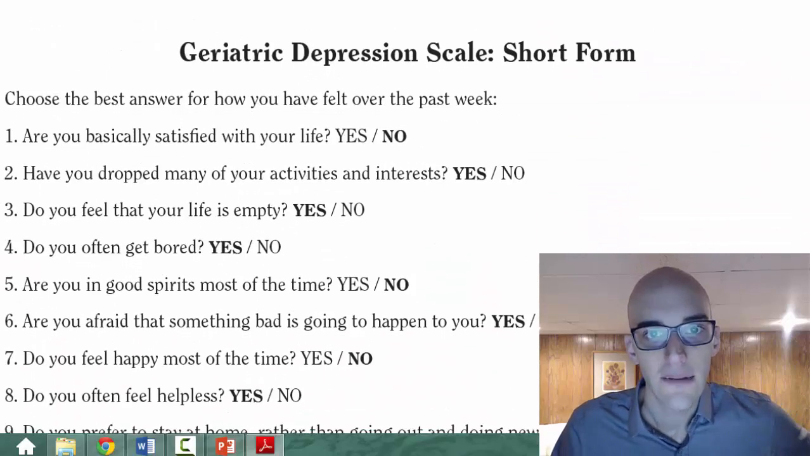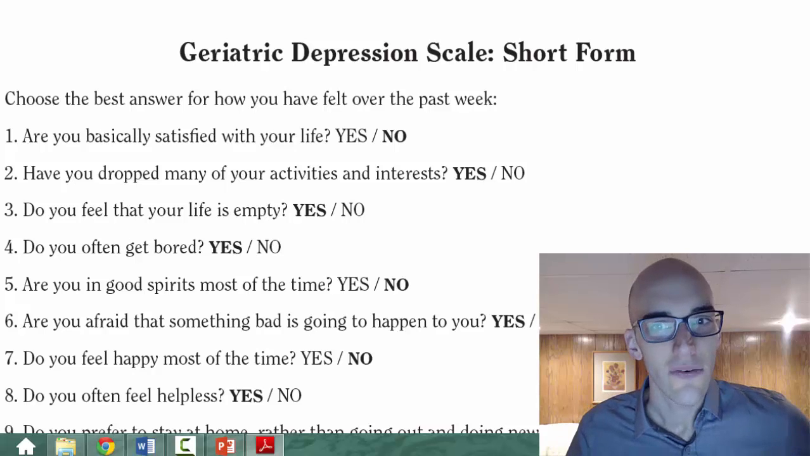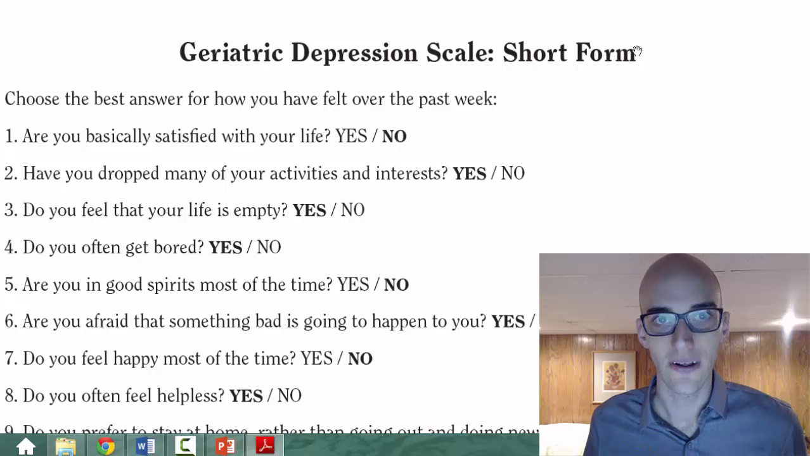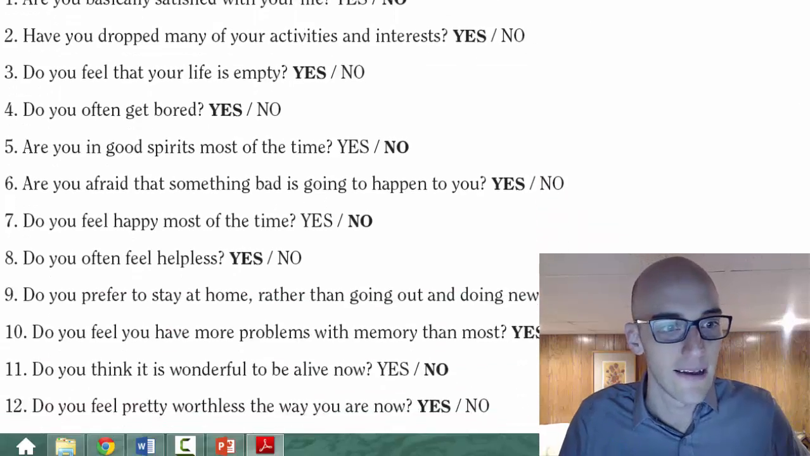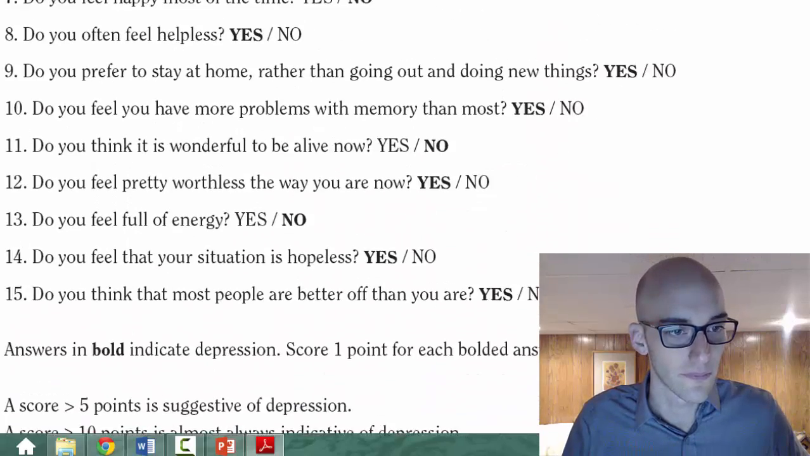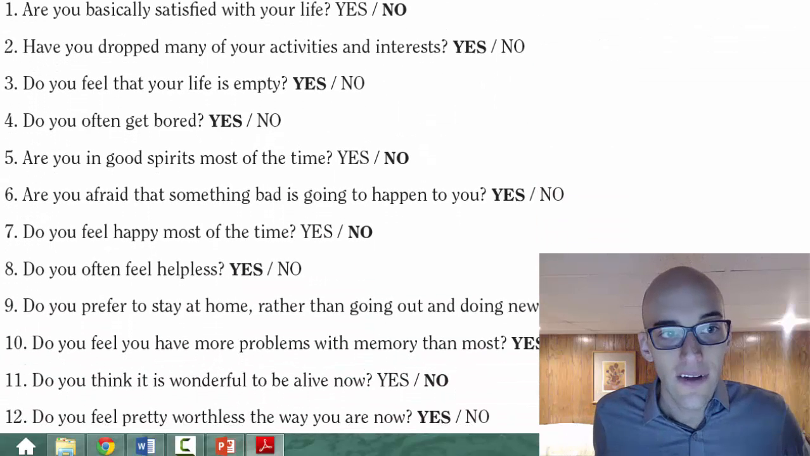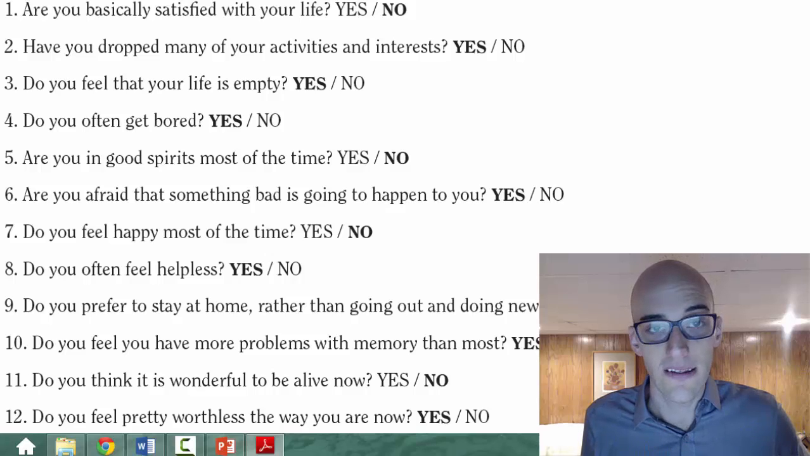So we can look at some of the items here on the geriatric depression short form. So whenever you see short form used, that means that it's not a full-on diagnostic tool. It's something that's shortened that you can use in practice or for a single system design. This one only has 15 items on it. So are you basically satisfied with your life? Have you dropped out of activities? Do you feel that your life is empty? Do you often get bored? Are you in good spirits most of the time?